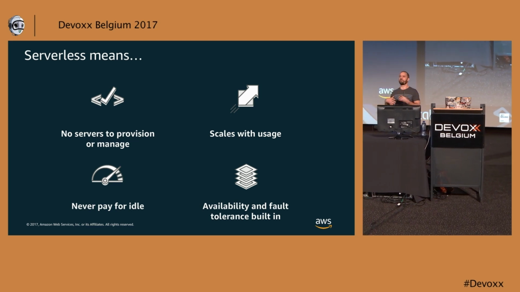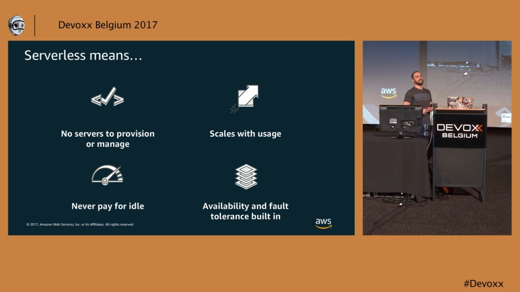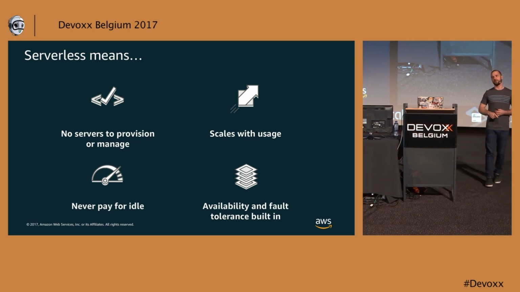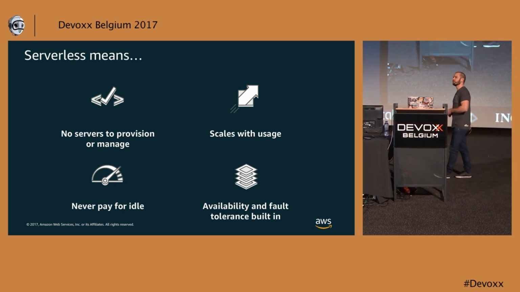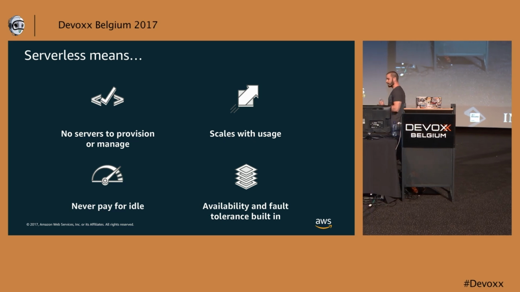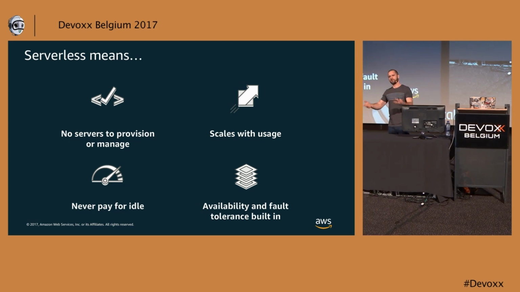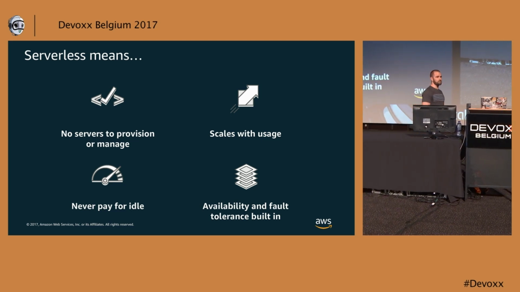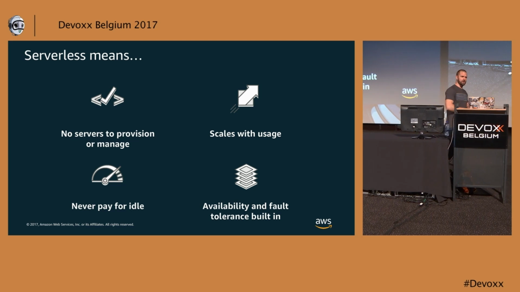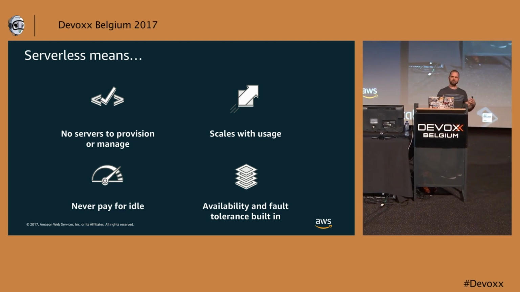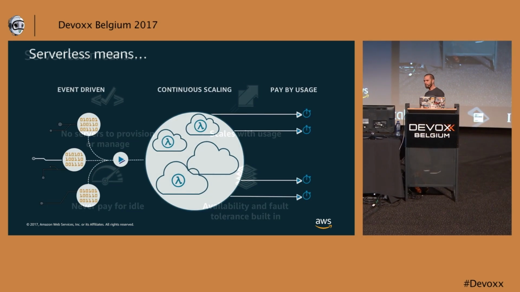Another one is that you don't pay for idle. If there is no invocation, there's no cost incurred. In Lambda, you pay by the 100 milliseconds of invocation. And of course, there is fault tolerance built in, because Lambda as a service is built across several availability zones. If there are problems, there's always redundancy, so your service is highly available.